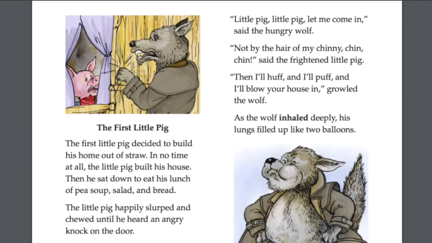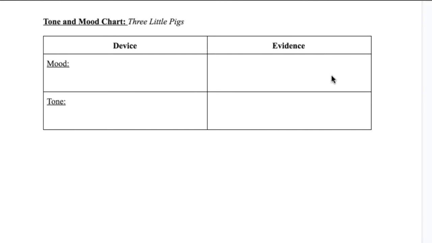Okay, so right now what I'm going to do is think about the text that I just read and how I can use it to fill out my tone and mood chart. So I'm going to look at the words, look at the illustrations in the picture to try to figure out how the wolf is feeling. So first what I'm going to do is I'm going to look at the mood. So we're going to take a look at the mood that may be evoked from reading that excerpt of The Three Little Pigs. So remember, the mood is how the reader feels.